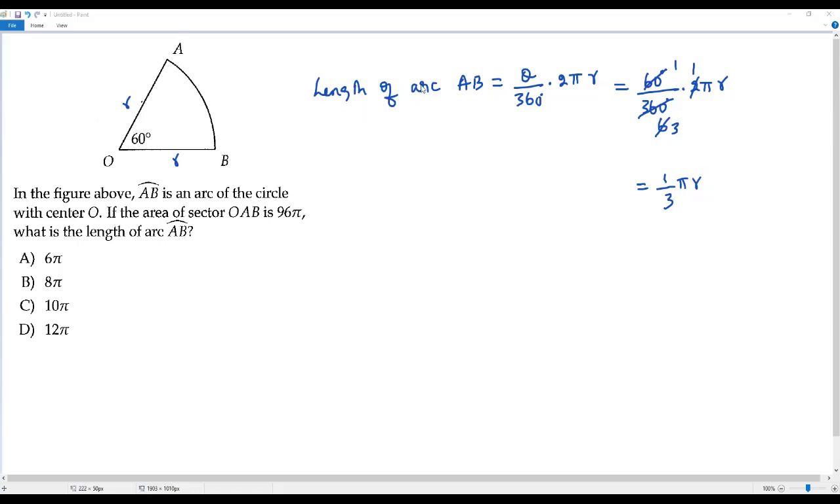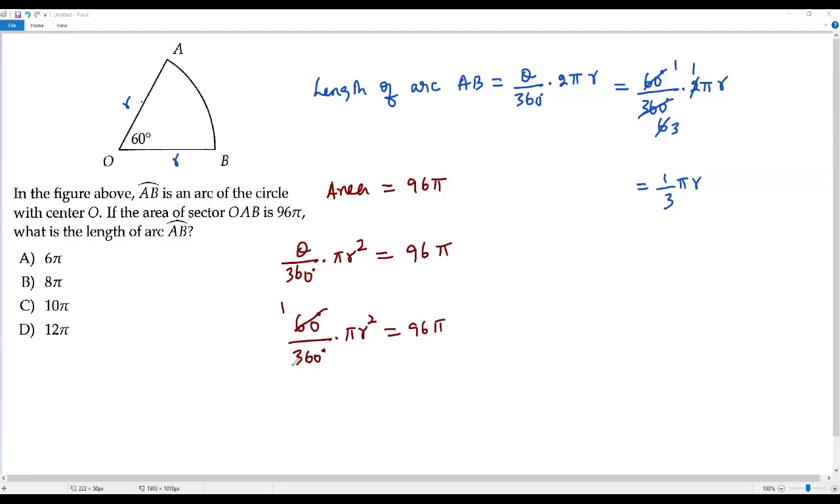For that, I'm going to use the other information in the question, that the area of sector OAB is 96 pi. The formula to get the area of a sector is theta divided by 360 degrees times the area of the circle, which is pi r square, equals 96 pi. We already know that theta, the central angle of the sector, is 60 degrees. So 60 divided by 360 degrees times pi r square equals 96 pi. 60 goes into 60 one time, 60 goes into 360 6 times. Then I get 1 over 6 times pi r square equals 96 pi.